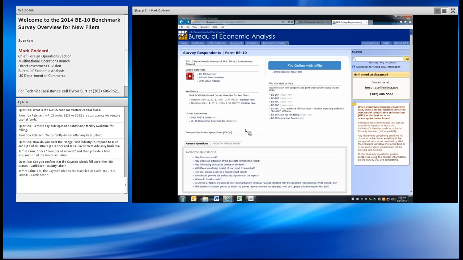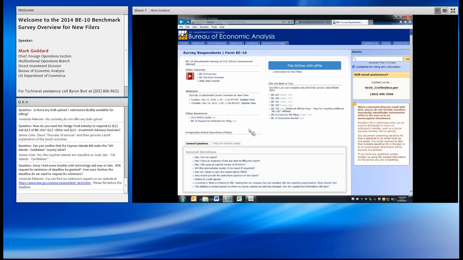As resources below that, the 2012 NAICS guide can help you identify your primary and secondary industry codes for each foreign affiliate and the U.S. reporter when completing the survey forms. As well, we have the BE10 request for extension for filing, which I highlighted during this webinar. So going back now to the top right, we have the e-file online with e-file button, so that's definitely stood out. And I also recommend the instructions for new filers below that, to look at that.